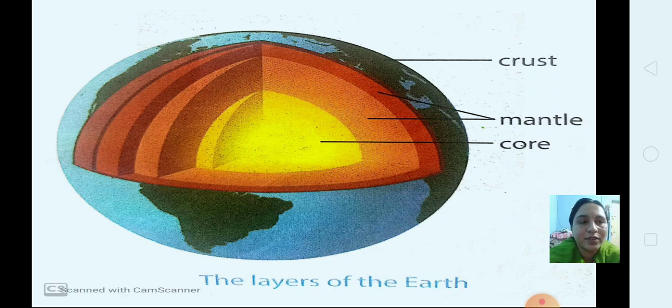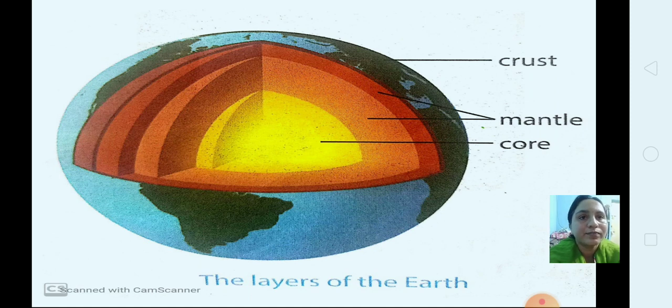Yes, so the crust contains rocks on it. Crust is a layer that contains cool rock. The crust is made up of land, water and other gases, right? The cool rocky outer part of the earth is called the crust.